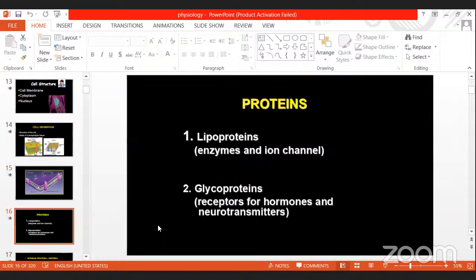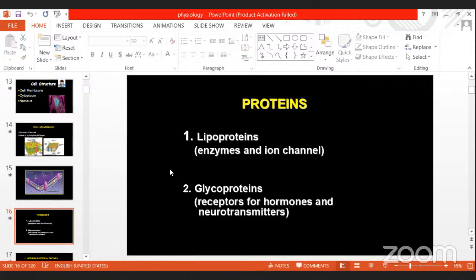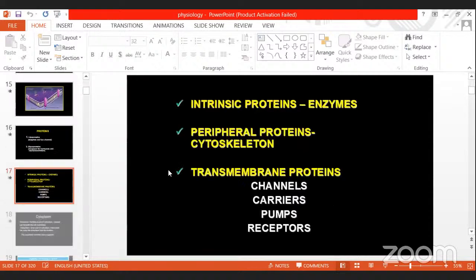And the proteins present in the cell membrane are lipoproteins. They are the enzymes and ion channels, and glycoproteins, which are the receptors for hormones and neurotransmitters. They are lipoproteins and glycoproteins. Glycoprotein is one which contains a carbohydrate moiety, so it is known as glycoprotein.